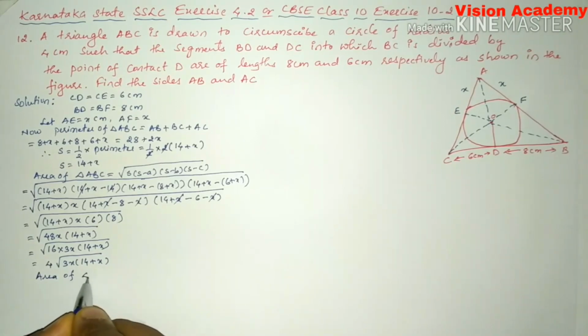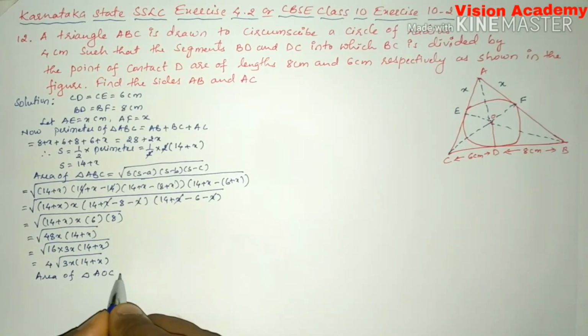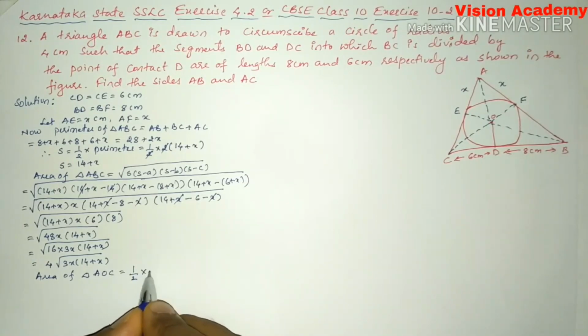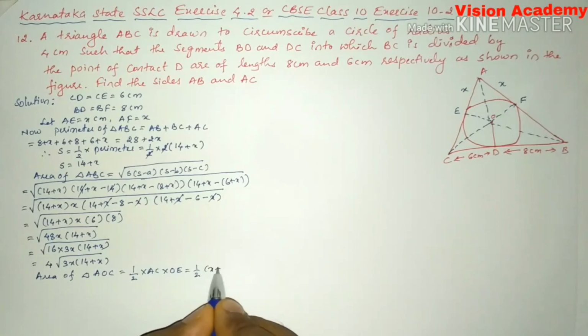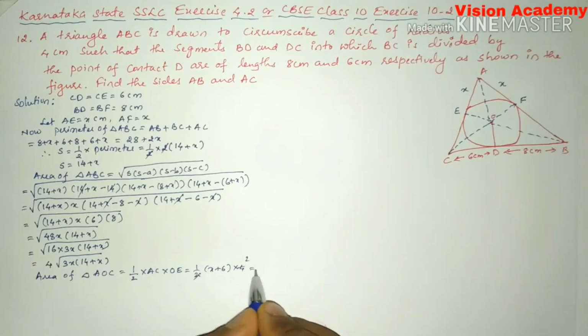Now we'll write area of triangle AOC is equal to half of base into height. Base is AC, height is OE, which gives us 1 by 2 into, here AC is x plus 6, into OE is 4 because the radius. 2 1s are 2, 2 2s are 4. Here we remain with, we can multiply this one inside of the bracket. It will become 2x plus 2 6s are 12.